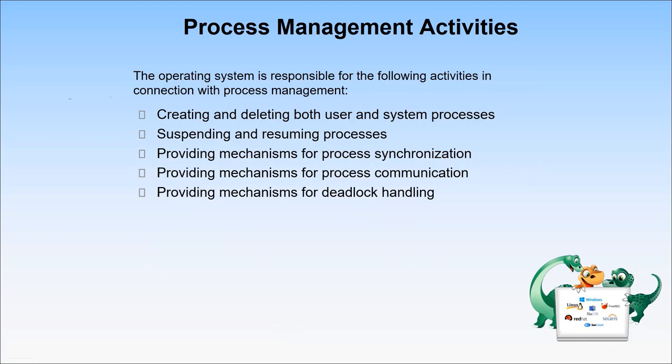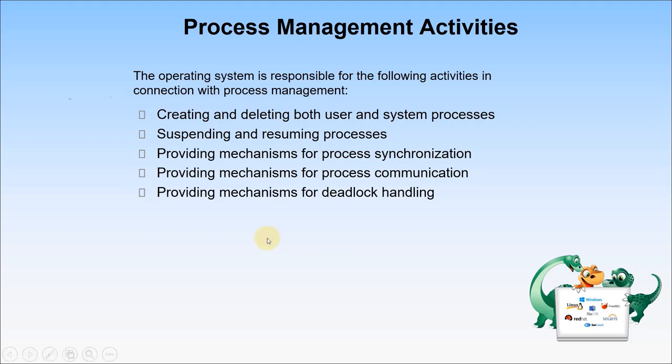Now, what are the activities of process management? The operating system is responsible for the following activities in connection with process management: creating and deleting both user and system processes, suspending and resuming processes, providing mechanisms for process synchronization, providing mechanisms for process communication, and providing mechanisms for deadlock handling.